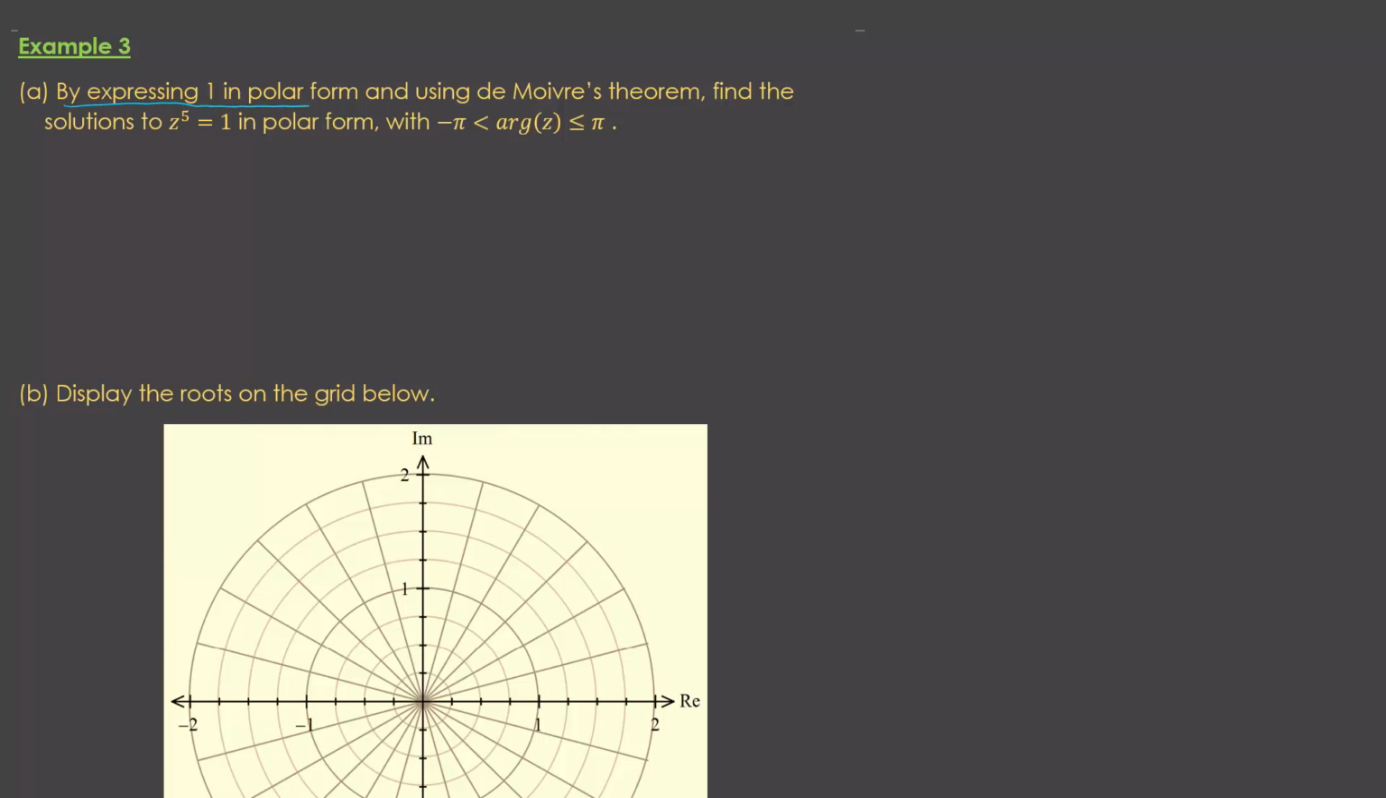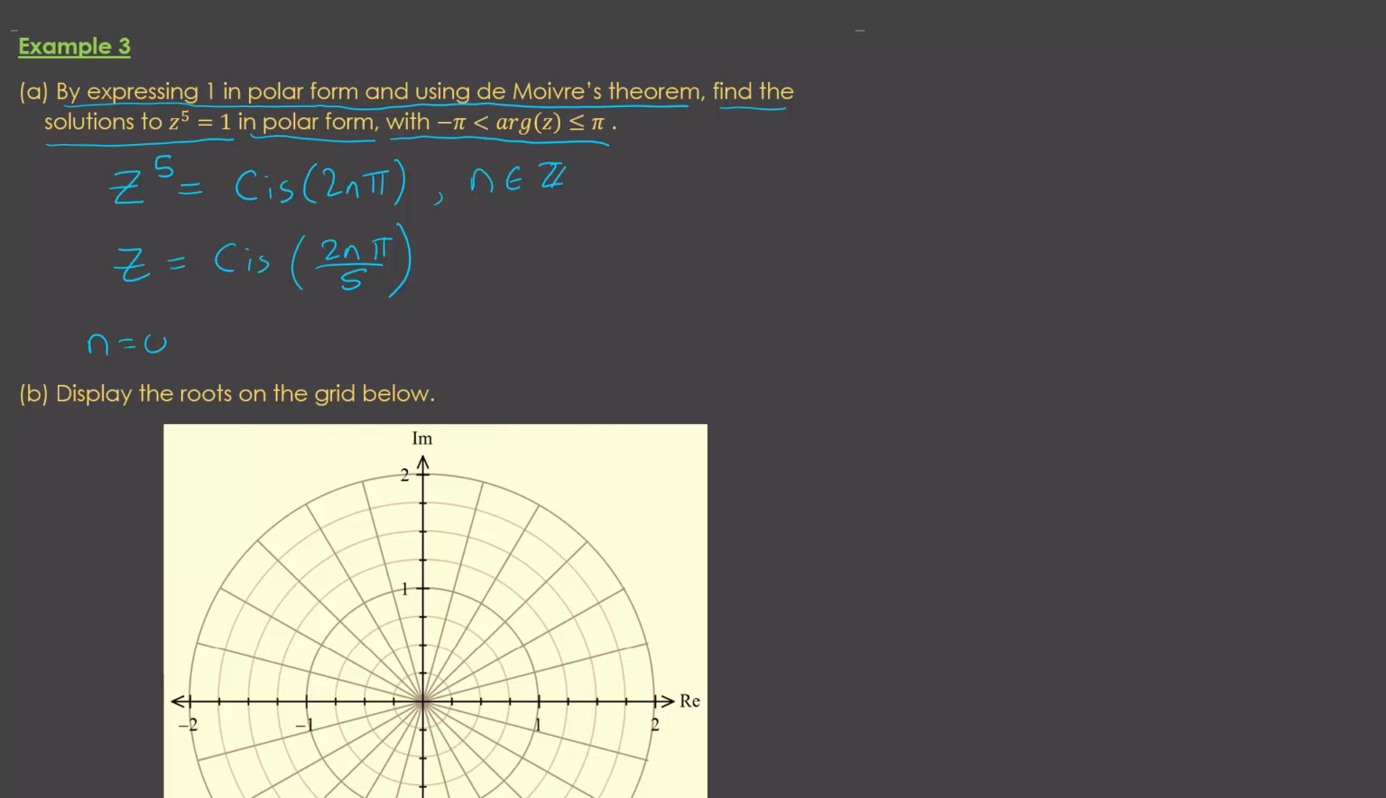By expressing 1 in polar form and using De Moivre's theorem, find the solutions to z to the 5 equals 1 in polar form with arg z between negative pi and pi. So what we have here is z to the 5 equals 1, which, as discussed in the previous examples, is cis 2n pi, where n is an integer. That means that z is going to be cis 2n pi divided by 5.